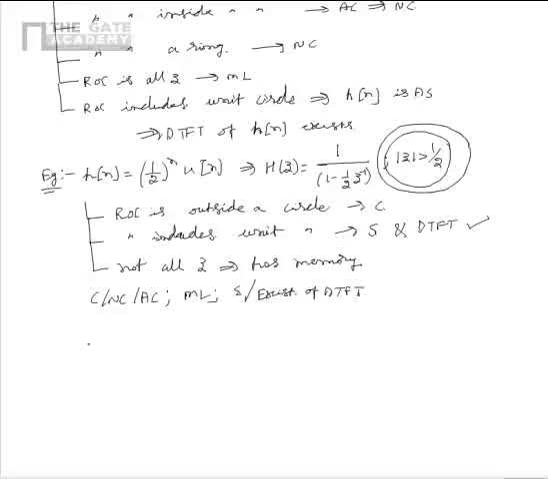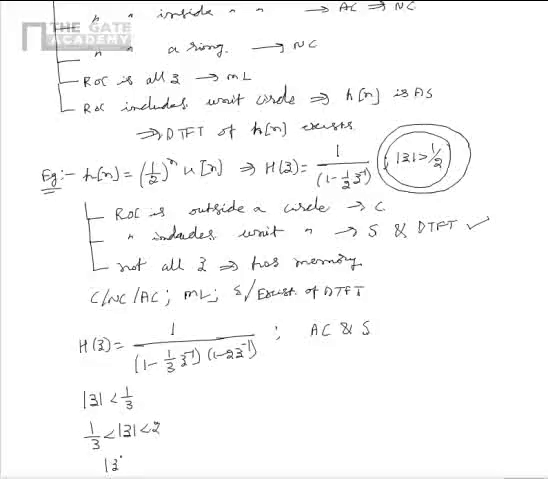Now let us consider another example as per which the system function of an LTI system is given as 1 by 1 minus 1 by 3 z inverse multiplied by 1 minus 2 z inverse. If the system is anti-causal and stable, find the ROC of H of z. The possible ROCs of H of z are mod z less than 1 by 3, 1 by 3 less than mod z less than 2, and mod z greater than 2. This is because ROCs are bounded by poles and shouldn't contain any poles.